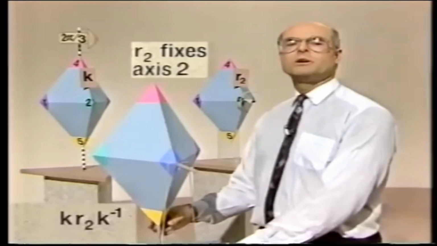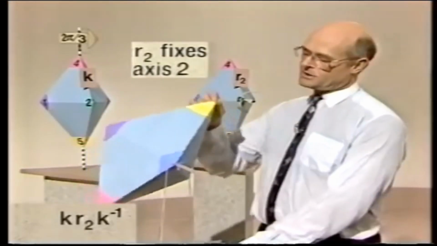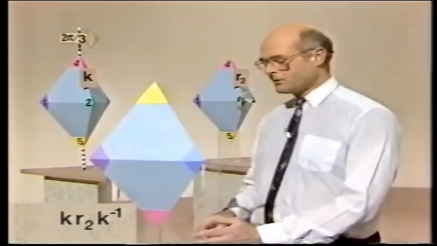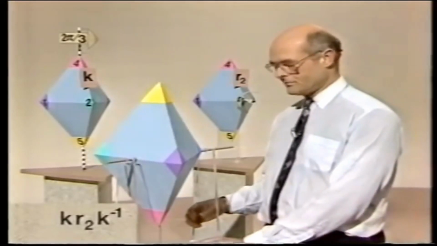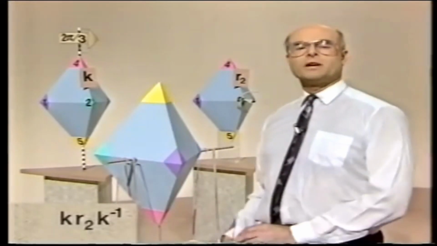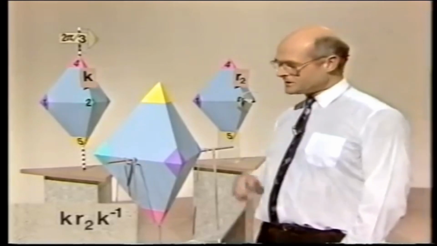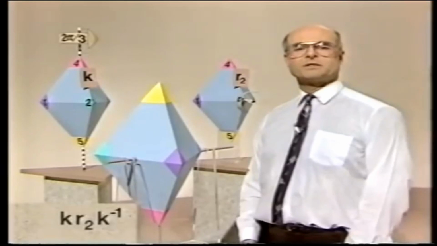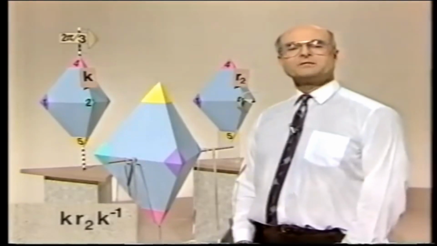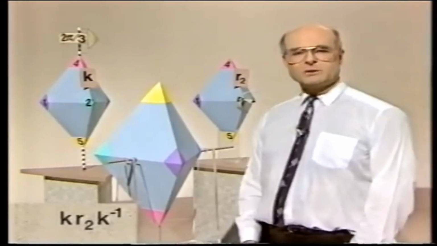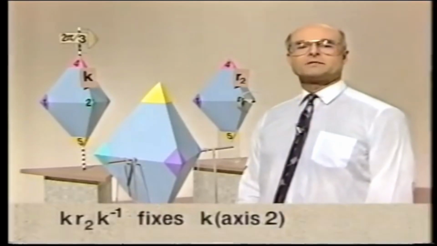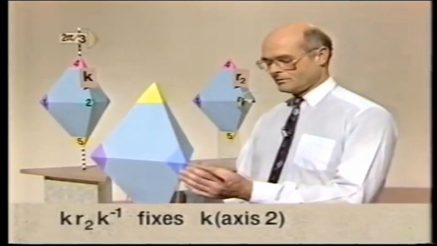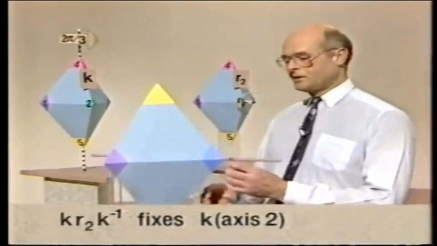Then R2 leaves each point on it fixed because it rotates about the axis. Then K moves it back where it started. So K R2 K inverse fixes this axis. Every point on this axis is back where it started. Now here's the important point. What is special about this axis is that it's K of axis 2. Axis 2, K of axis 2.